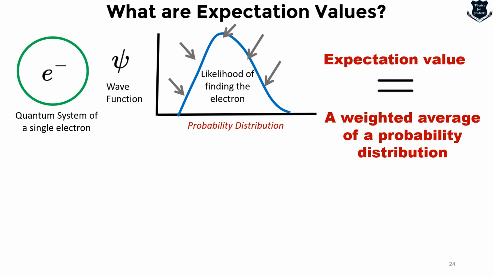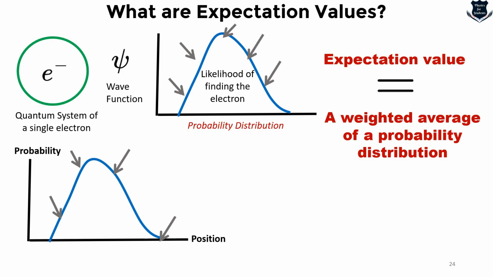Now, if you again take this kind of probability distribution, it is most likely that the electron would be found around this radius and less likely to be found around other radii. So in this case, the probability distribution is very symmetric, and hence the expected value is just the average position.